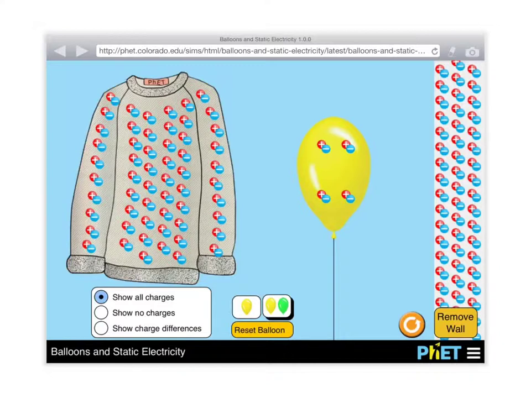It's still a neutral wall, but it's something called polarized. Raise your hand if you've heard that word before. The wall is polarized. Do you guys know what polarized means? Raise your hand if you know what the word polarized means from chemistry class.